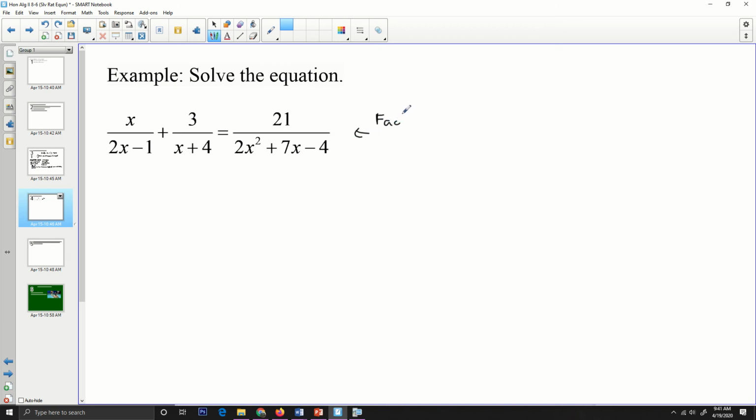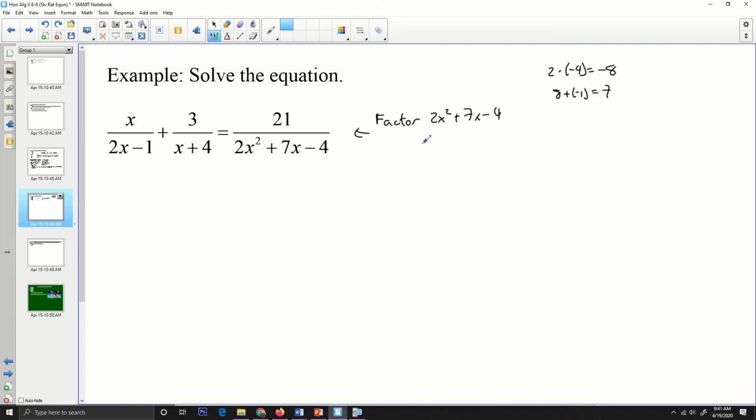Factor 2x squared plus 7x minus 4. Okay, so we're going to do that. 2 times negative 4 is going to be negative 8. And then I need two factors of negative 8 that add up to 7. Well, 8 plus negative 1 add up to 7.